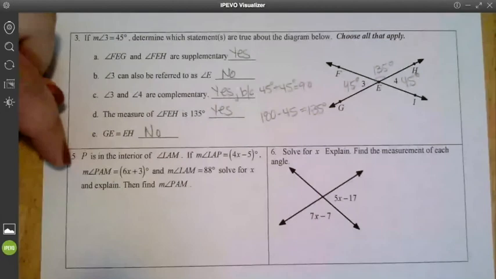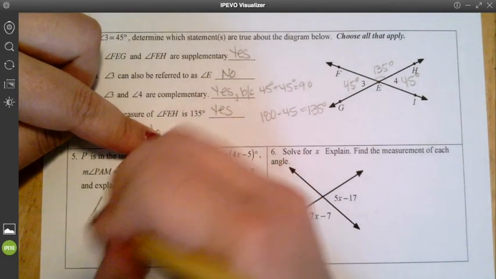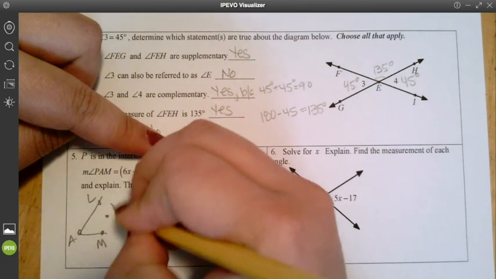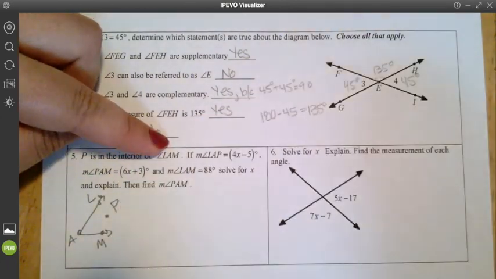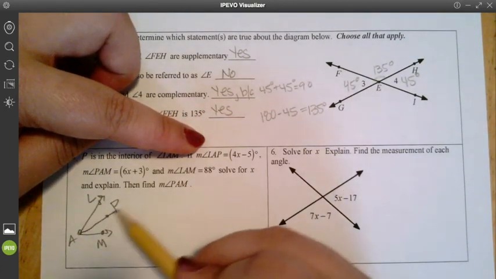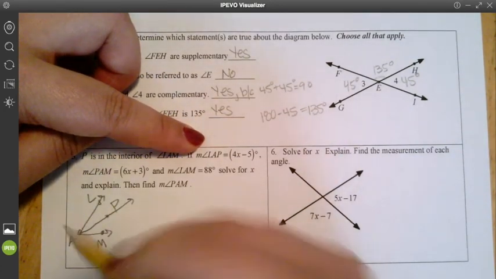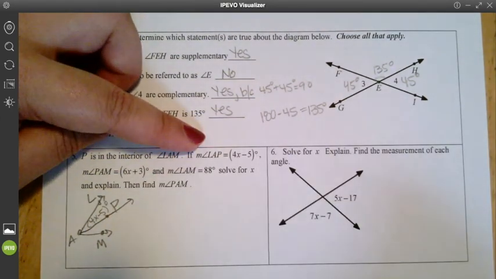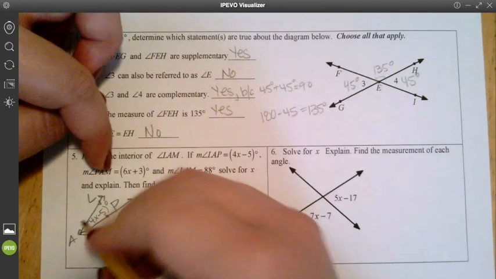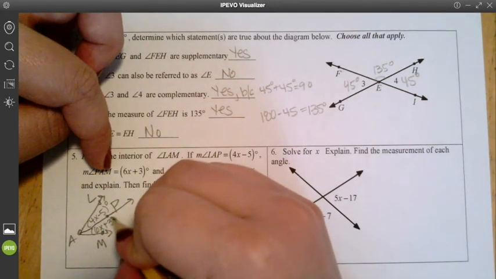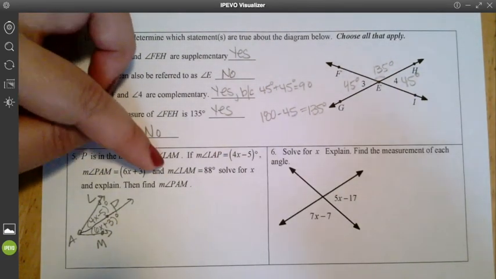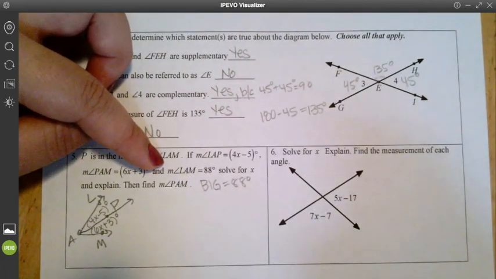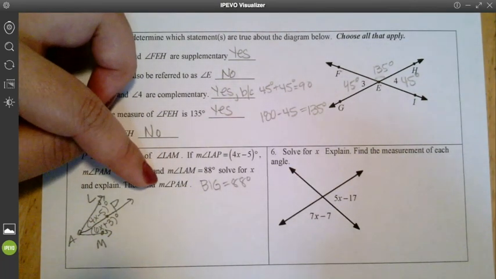On number 5, P is in the interior of angle LAM, with P in the middle. If the measurement of angle LAP is 4x minus 5 degrees, and the measurement of angle PAM is 6x plus 3 degrees, the measurement of LAM, that's our big angle, is 88 degrees. Solve for x, explain, then solve for PAM.